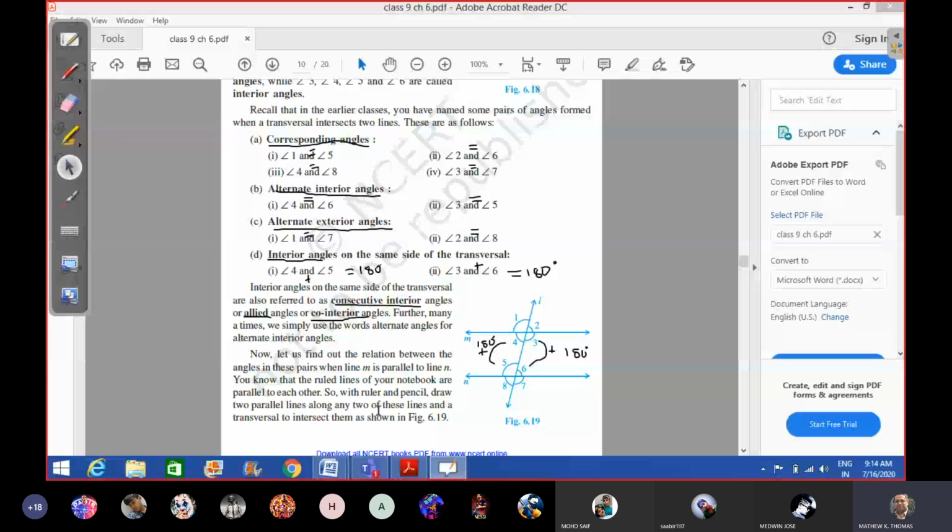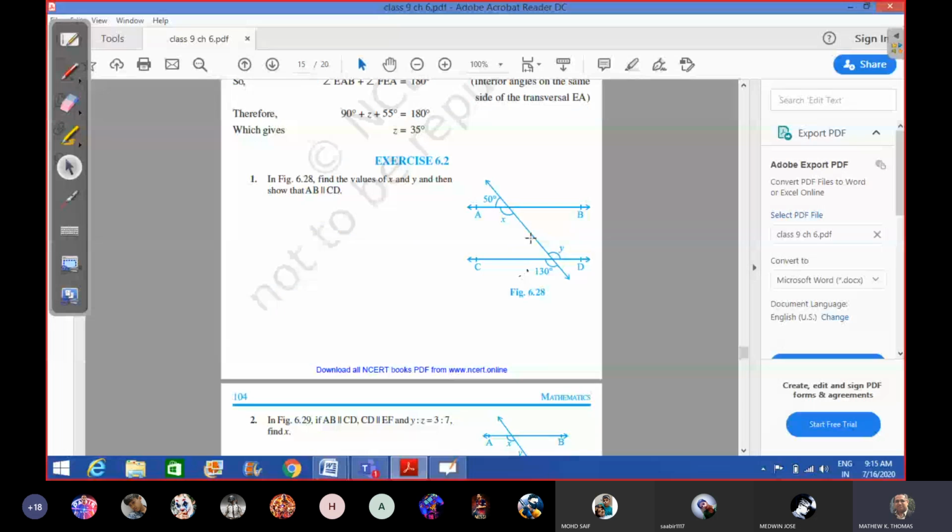Okay, so this is our exercise 6.2. Kindly note down the figure. Exercise 6.2. This is the figure already given here. This angle is 50. This is x. This is y. This is 130. We have to find out the value of x and y and also prove that AB is parallel to CD. Kindly note down the figure. Then we'll do the solution.